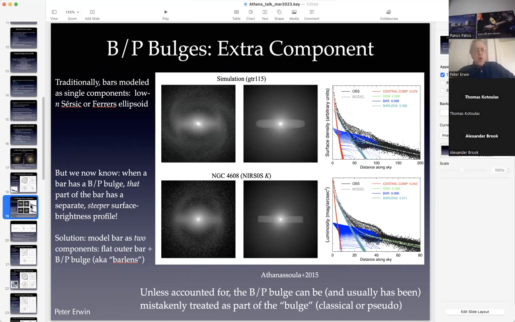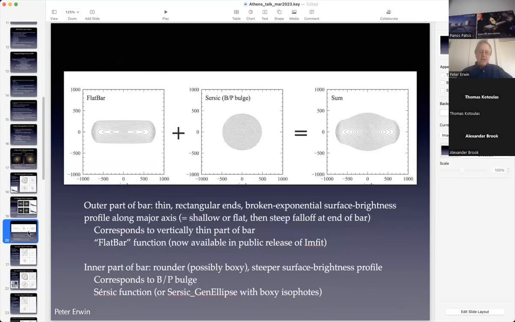So what we do is we model the bar as having 2 components. That is a flat outer part with a shallow surface brightness profile and a steeper inner part, which corresponds to the boxy peanut bulge. And in our case, that looks like this. So on the left, you see what we call the flat bar component, which has very elliptical, slightly boxy outer isophotes and a shallow surface brightness profile along the major axis. And then a rounder or even boxy Sersic shape, which is smaller and dominates the inner part of the light. That represents the boxy peanut bulge. And the sum of them put together looks like this.